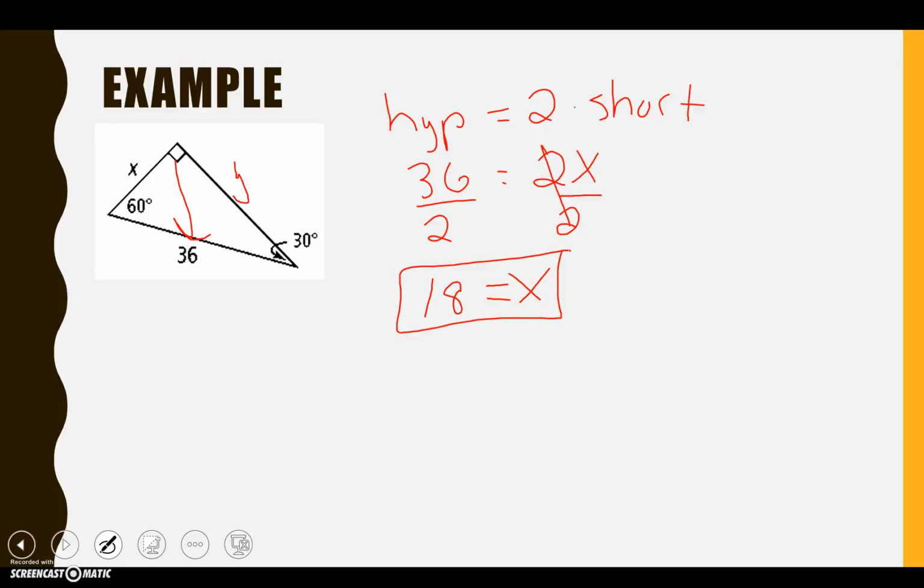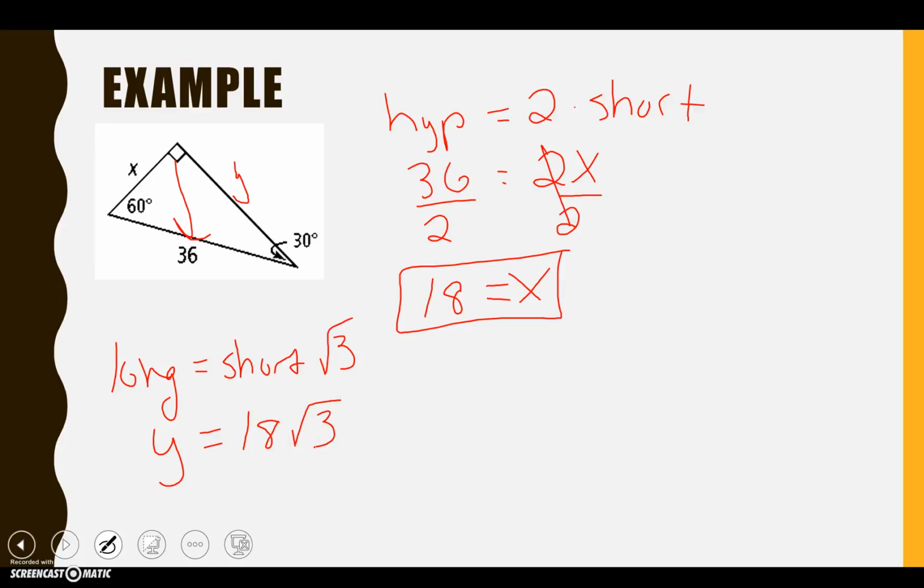So now I'm going to find the long leg, which is the y value. And what I know about the long leg is that long is equal to the short times the square root of 3. So substituting in our stuff, I have y equals, because that's long, 18 is the short leg, so 18 times the square root of 3.